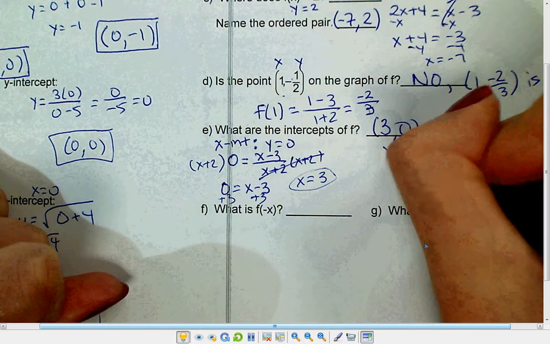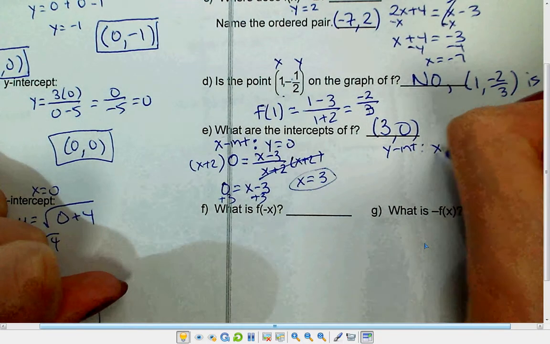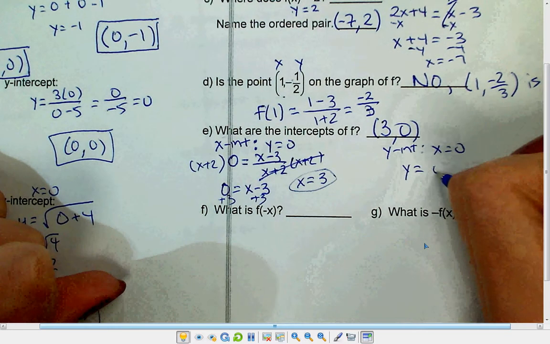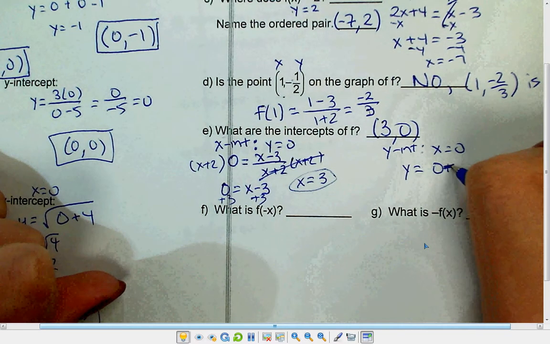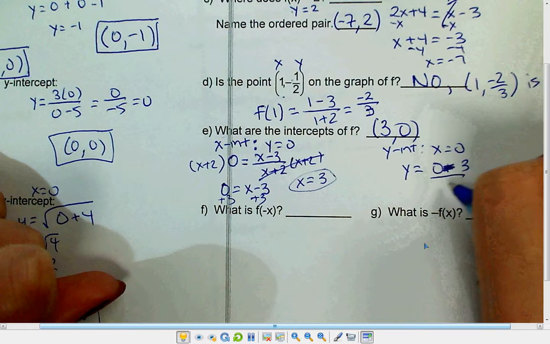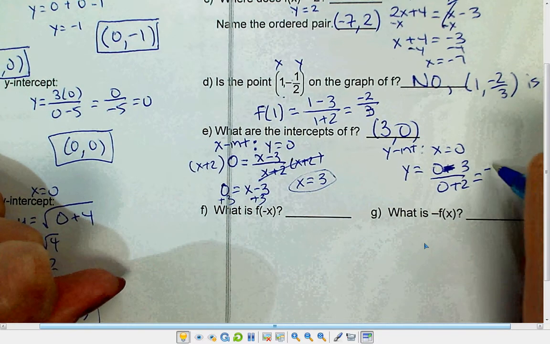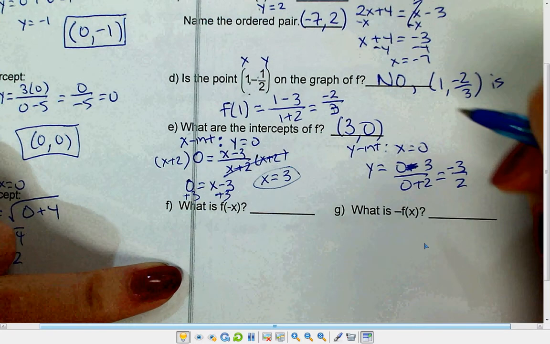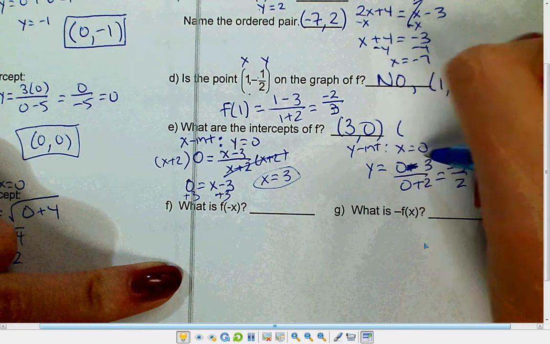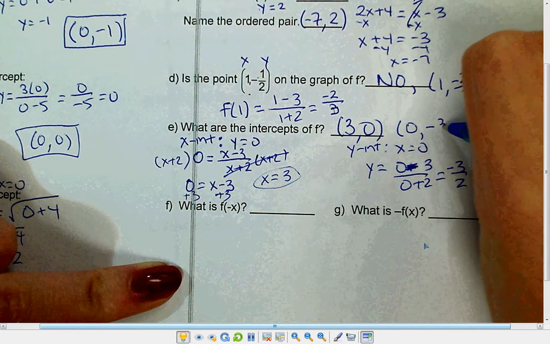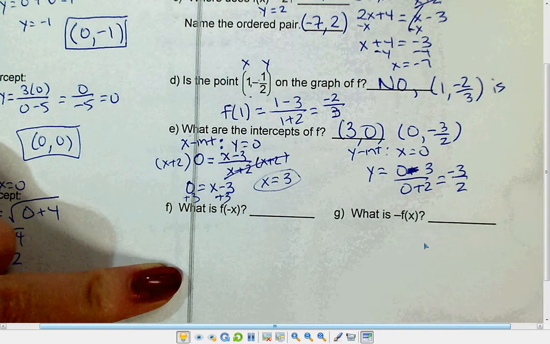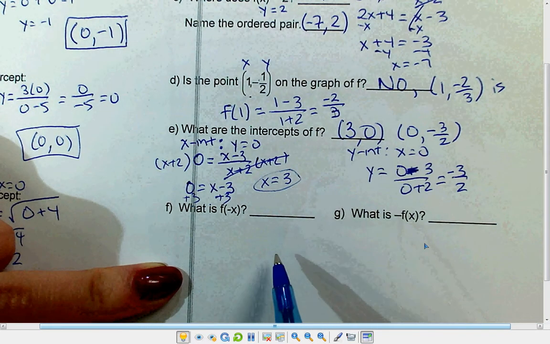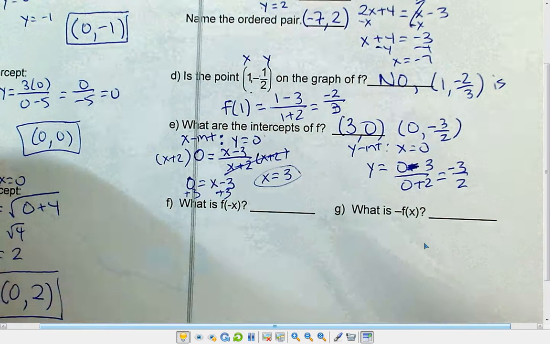That's my x-intercept. My y-intercept is when x is 0. And so I'm going to plug in 0 for my x. So 0 minus 3, and then 0 plus 2, which gives me -3 over 2. And that's my y value. So my x is 0, my y is -3/2. And so these are my 2 points for the intercepts.